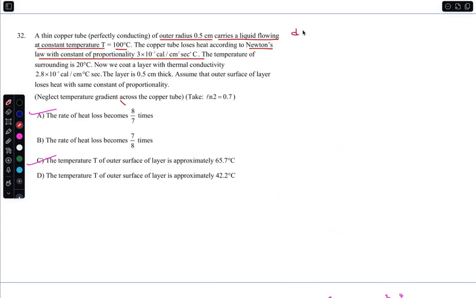dQ by dt to the surroundings is some k times (T minus T naught). You know this. The k is given as 3 into 10 to the power of minus 3, into the surface area, 2 pi r L, with 2 pi times the outer radius, 0.5, into the length.